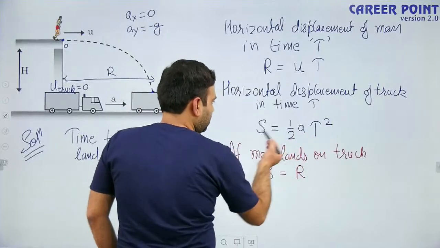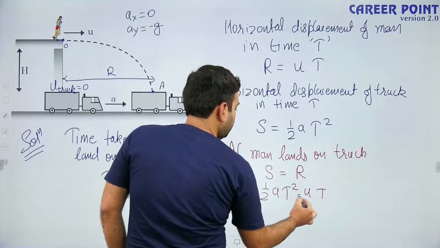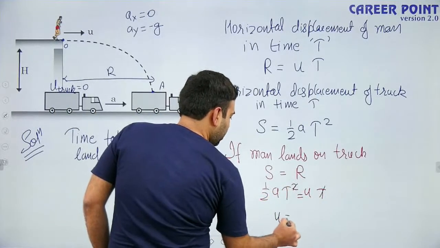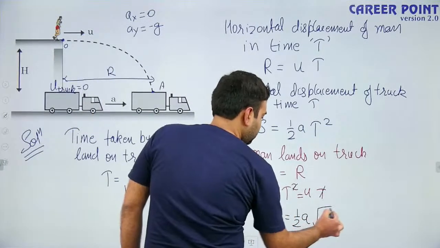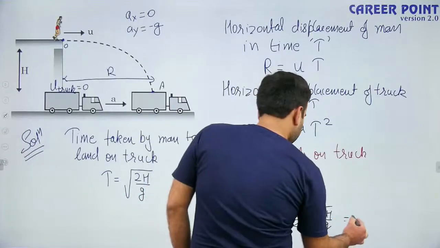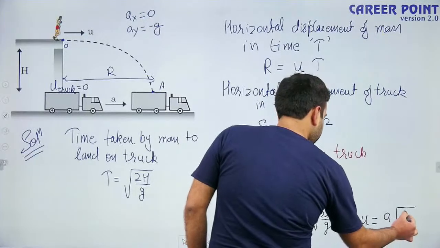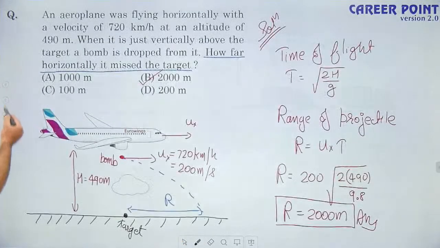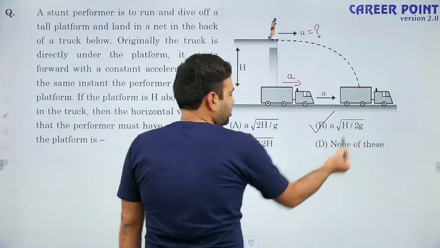Okay, so what is this s? It is half a t square. What is range? It is u into t. If they are equal, then t will cancel out and you will get u is equal to half a into t. And what is t? It is under root of 2h by g. That means u is equal to a into under root of h by 2g. Okay, and what is the answer? Answer is option B, a into under root of h by 2g.